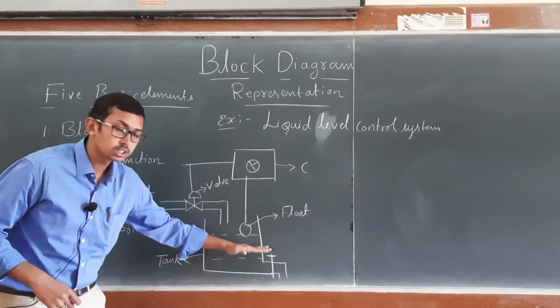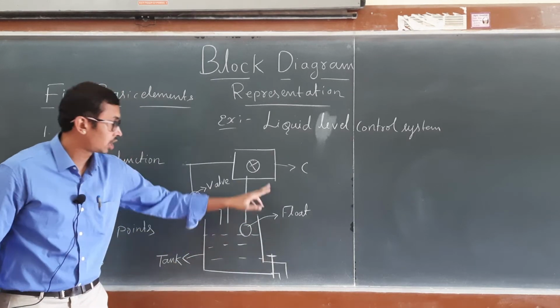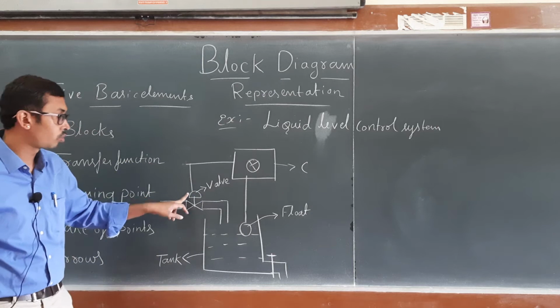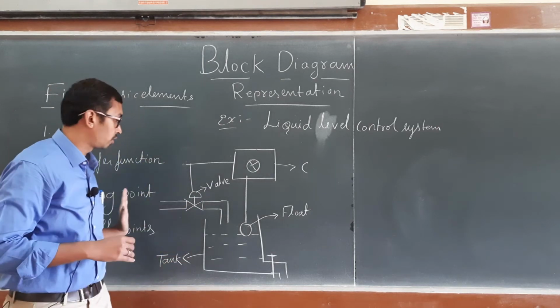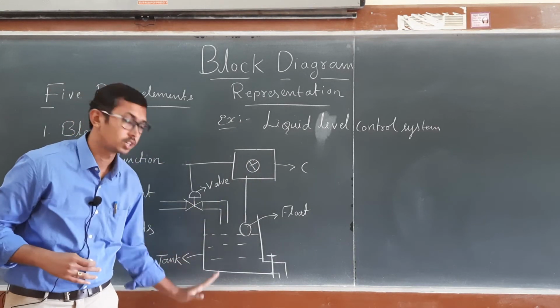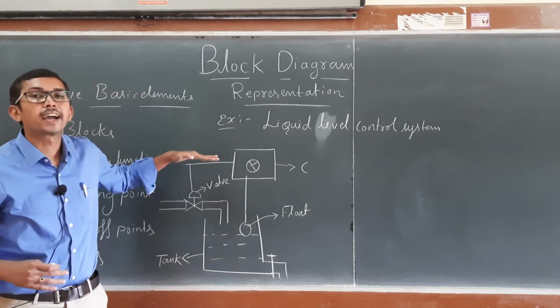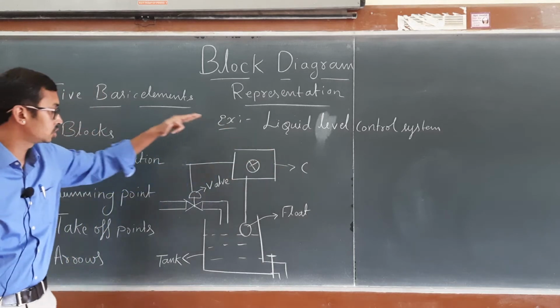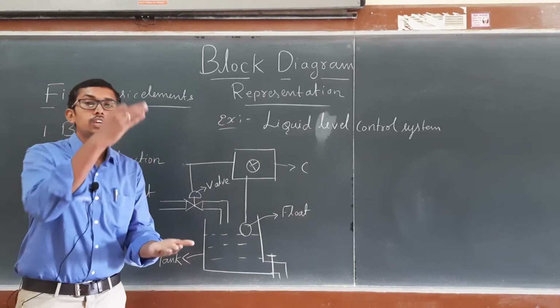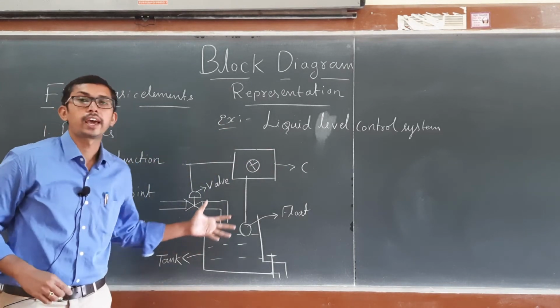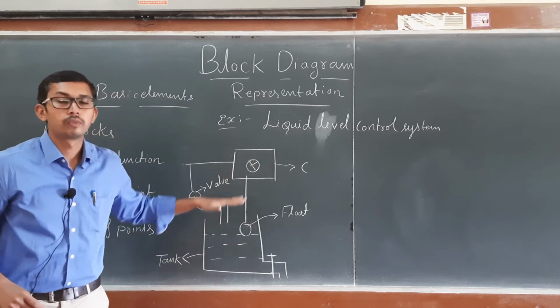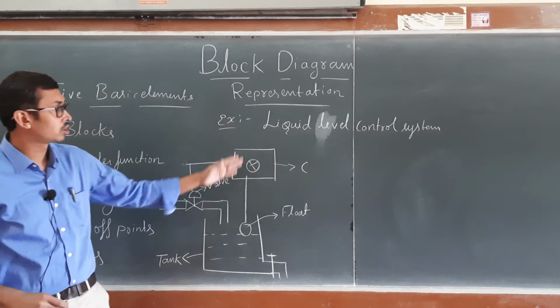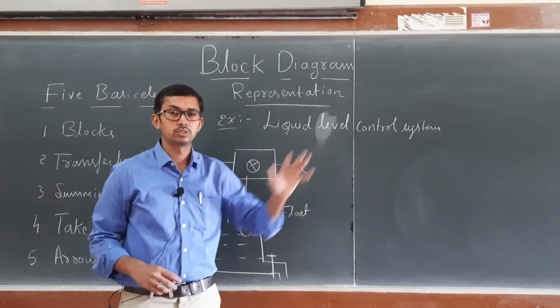When the float reaches the minimum level, the controller sends a signal to the valve that it must be in on condition. Therefore, the inflow of water takes place into the tank. After it reaches the maximum level, once again the float sends a signal to the controller. Then the controller sends back to the valve to be closed. In this way we can maintain the water level in the tank. So this is what is called a liquid level control system.